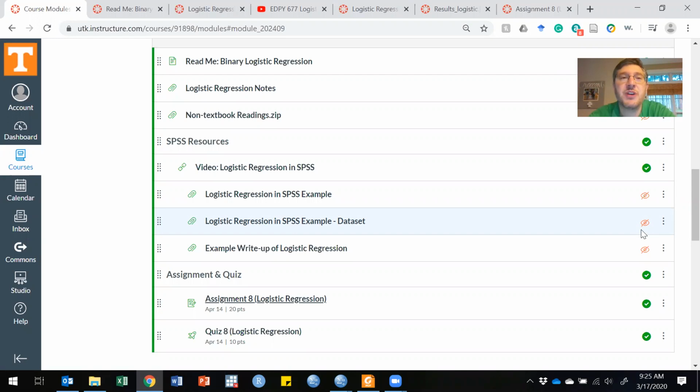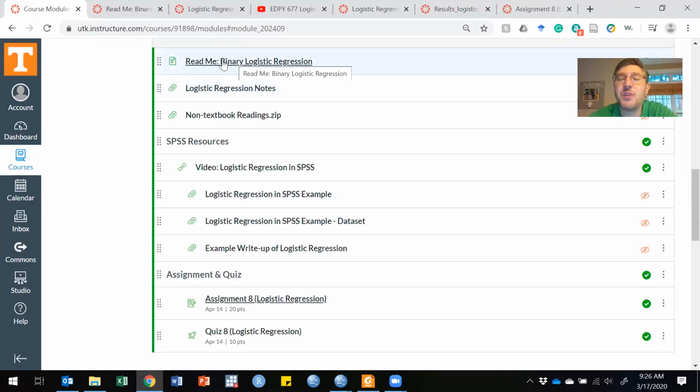Binary logistic regression is used when we have a dichotomous dependent variable. So our dependent variable only has two values, say 0 and 1. That's a situation where we would want to use a binary logistic regression. We want to predict, say, membership in group 0 or 1.